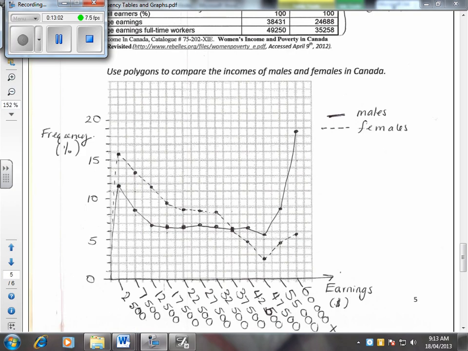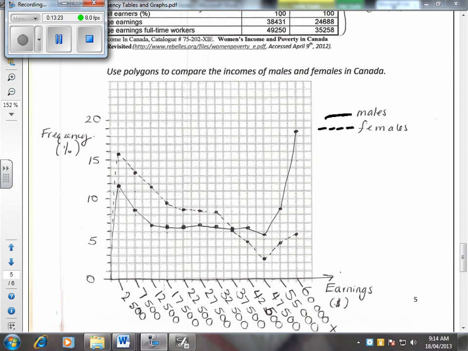Okay, so it was impossible for me to draw on this graph, so I just pulled up my key. You can see that I made the males a solid line and the females a dotted line. You can also do different shapes or different colors or highlight, however you want. On here it's easier for me to just use a solid line and a dotted line.